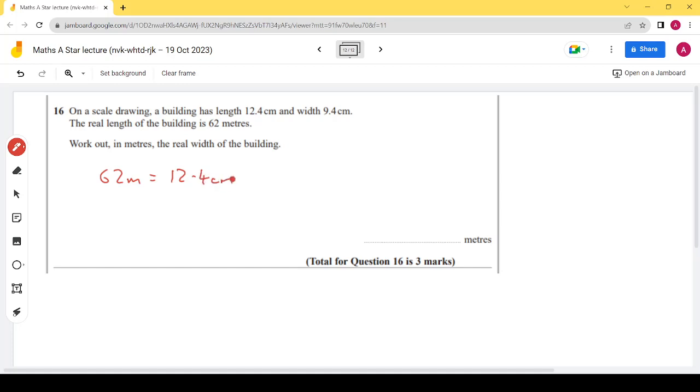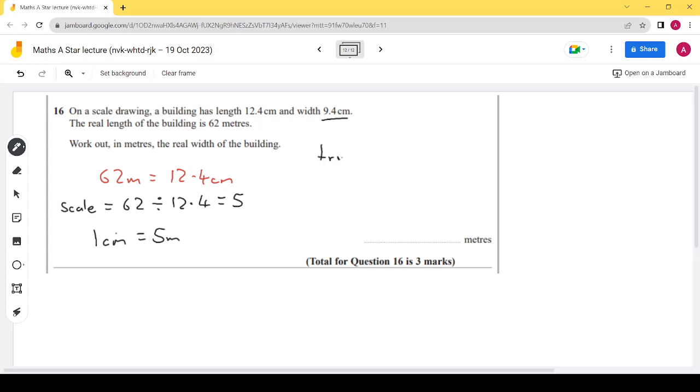This time I'm not going to be using any mental maths. I definitely do need my calculator. So we need to do the scale equals 62 divided by 12.4. Actually, I think that will give us 5, but yes, double check. Divided by 12.4. Yeah, sure enough, it gets us to 5. And what this means is 1 centimeter equals 5 meters.